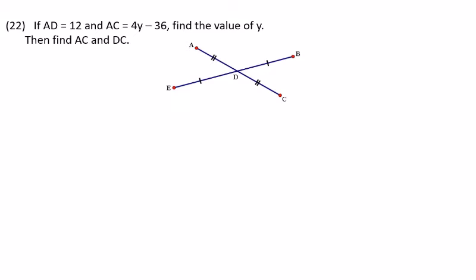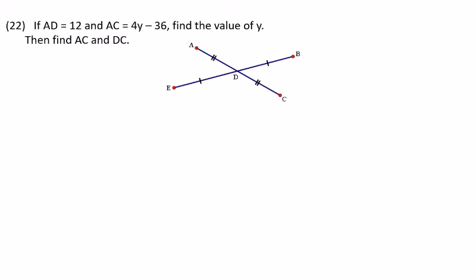All right, and let's see, the last example I wanted to show you is 22. So if length AD is 12 and length AC is 4y minus 36, find the value of y, then find AC and DC. So here we're given a diagram, right? And we see that ED is congruent to BD, right? Because they each have one tick mark here and here. And then we see that AD is congruent to DC, right? So in other words, that segment EB is the bisector of AC, right? There's another way to say that.